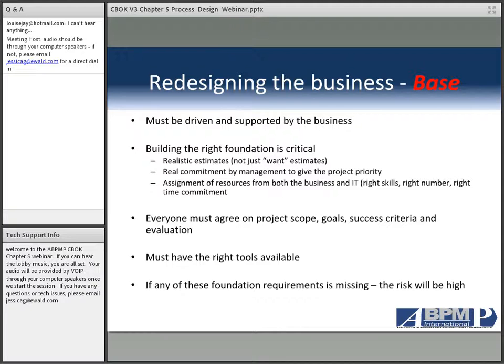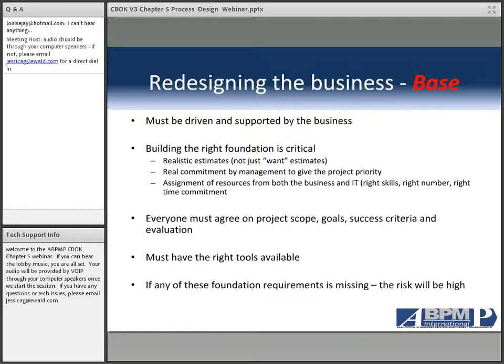So we have to move everyone to a common agreement on scope, goals, success criteria, and then how is success really going to be evaluated? Because if it's left up to opinion, it's really a tough road to follow, because people's opinions change, and oftentimes they change by the day, whether they're angry with somebody on the team or not.